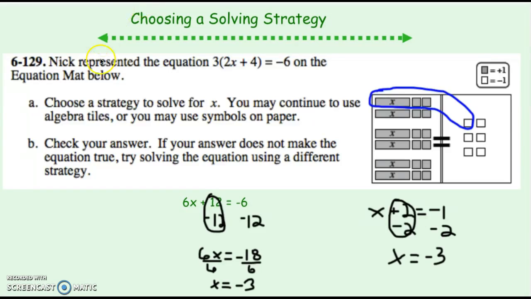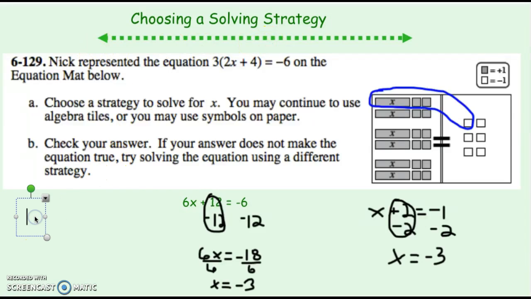So either way works for you. I like simplifying it first and then coming up with an easier equation here. But either way you choose to, with algebra tiles or with just an algebraic equation, either way should get you the answer. So then B says check your answer. If your answer does not make the equation true, try solving the equation using a different strategy.